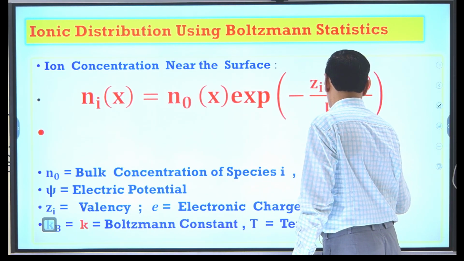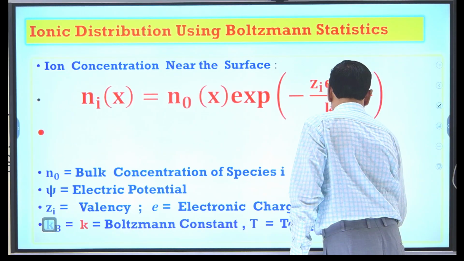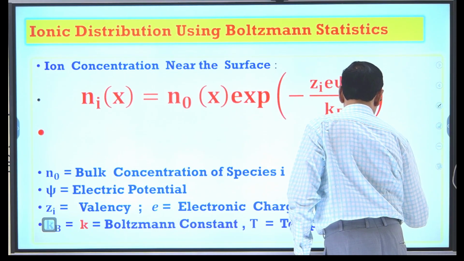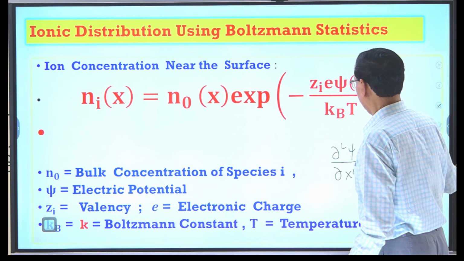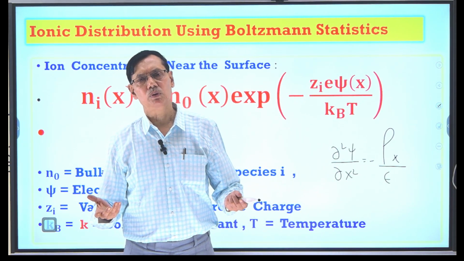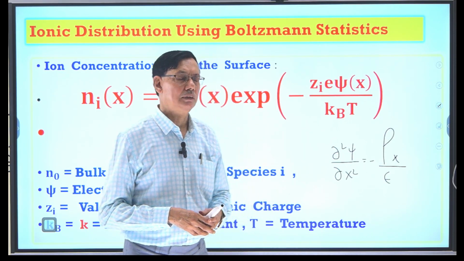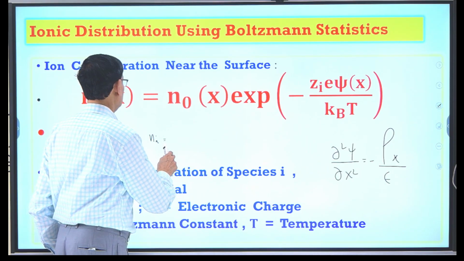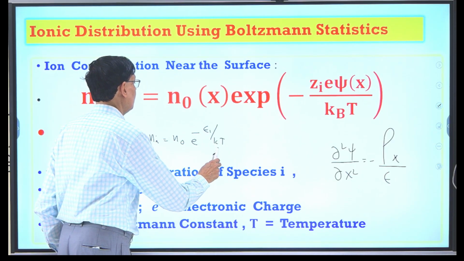Now this is del square psi by dx square equals minus rho x by epsilon. So I have to calculate this distribution. So the distribution is again, I have taught you many times Maxwell-Boltzmann distribution statistics, the whole statistics, statistical thermodynamics. So it is very simple, just like in normal cases, ni equals n0 exponential minus ei psi by kT, k is Boltzmann constant.